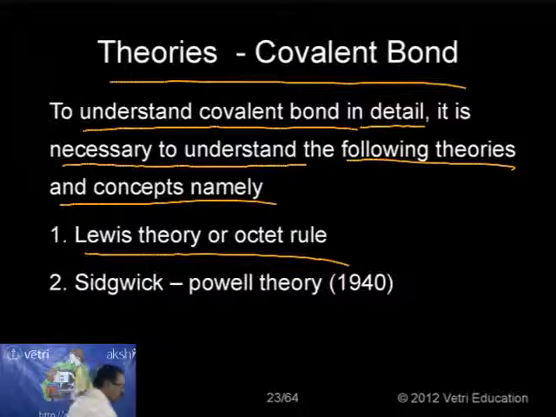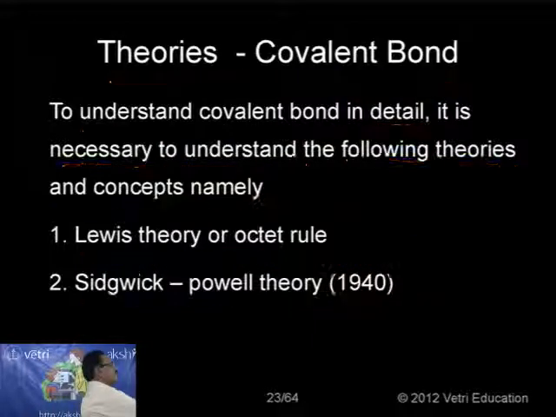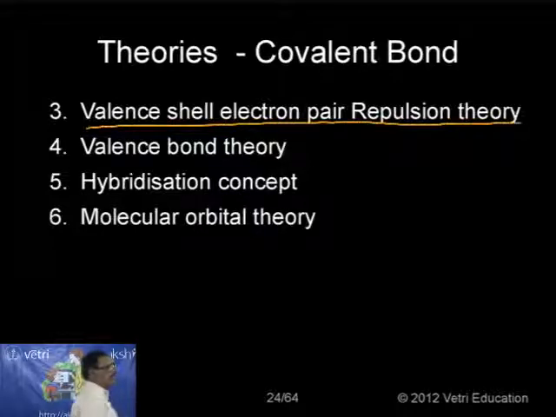The next one, the Sidgwick-Powell theory, proposed in 1940 to explain the shape of covalent molecules. The third theory is the valence shell electron pair repulsion theory. This is the most important. Another interesting piece of information: we can predict the shape of any molecule, even the bond angles, correctly with the help of valence shell electron pair repulsion theory.